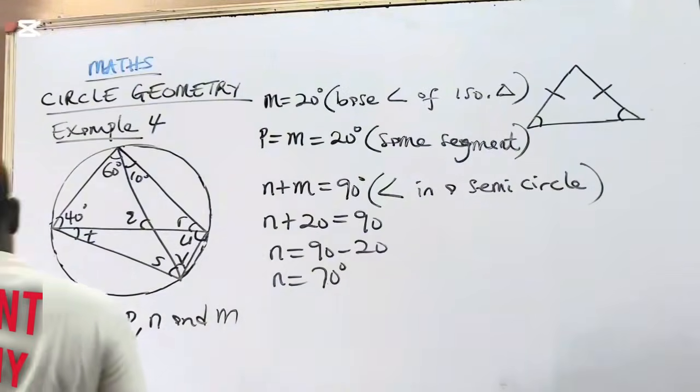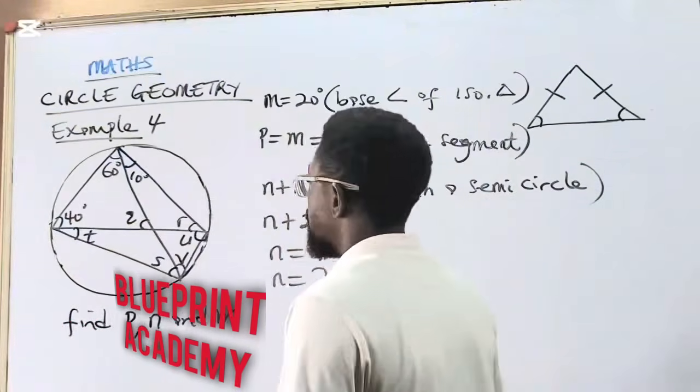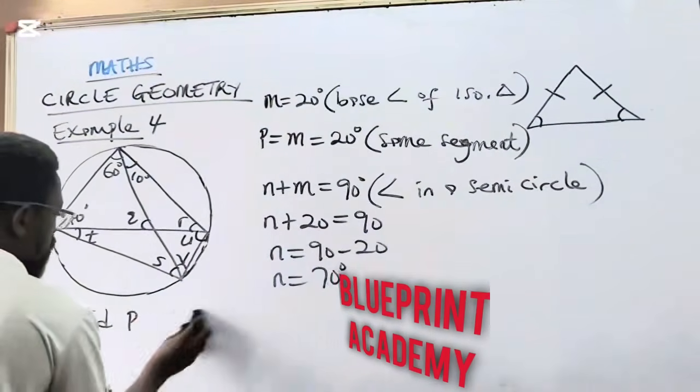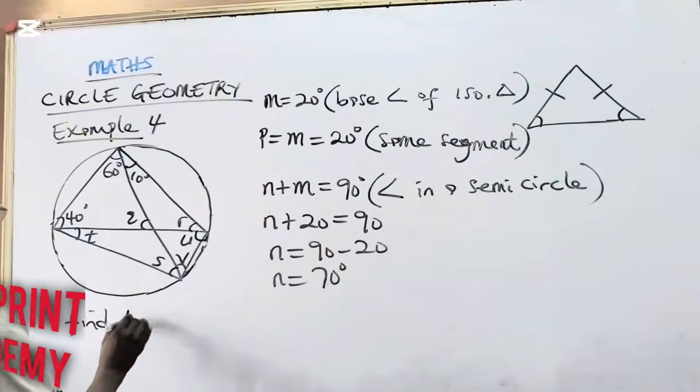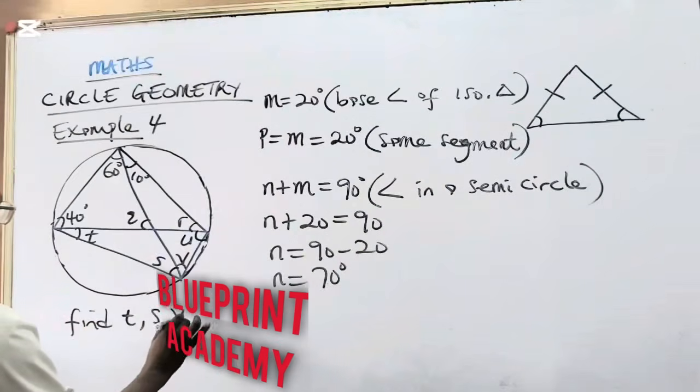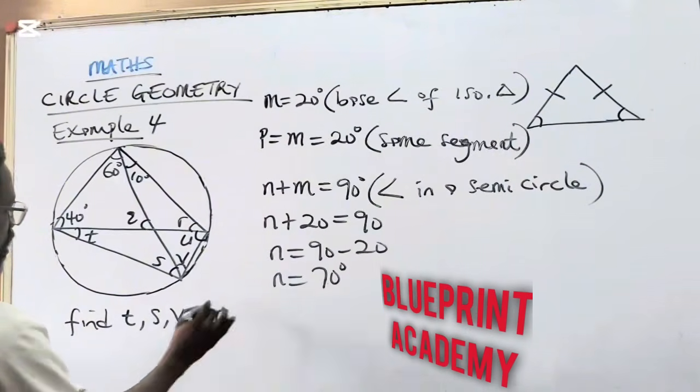Okay, now we have a question. Let's take a look at the question now. So I have to find T, S, V, U, and R.